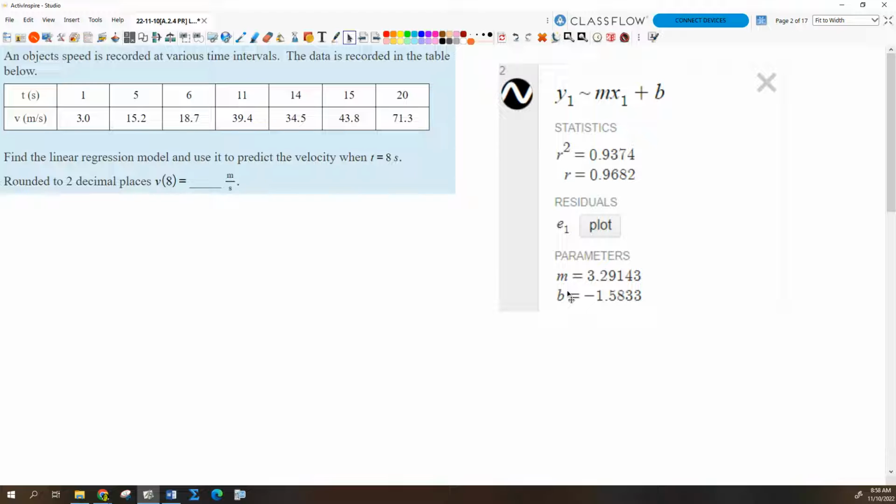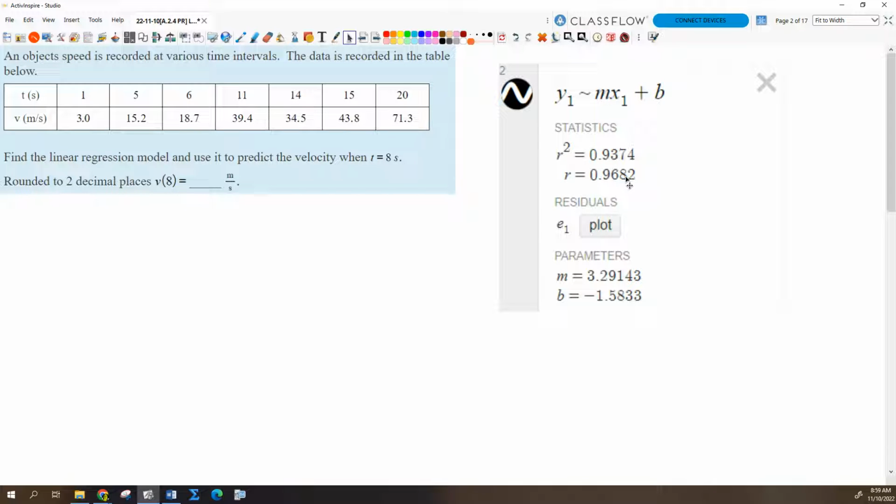Well, the M and B are pretty obvious, aren't they? M is the slope that the math gods calculated when they did regression, and B is the best y-intercept for that line. Those are the M and B values. That's pretty self-explanatory. What does this stuff up here mean?